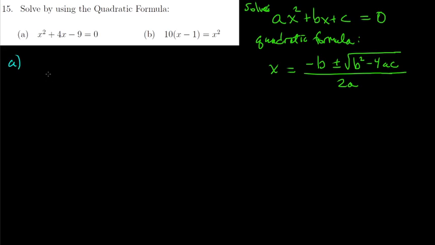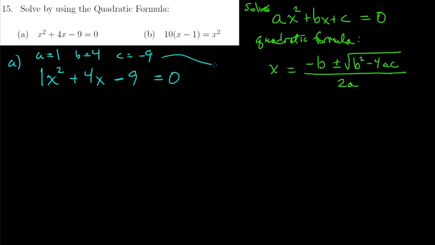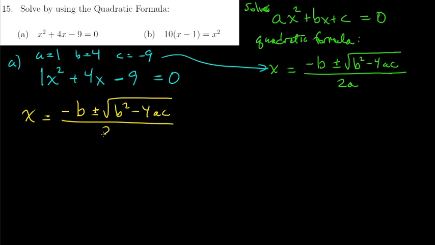So, for example, in part A, we want to solve x squared plus 4x minus 9 equals 0. So this is in standard form, and in order to use the formula, you need to know what a, b, and c are, right? So a is just 1, b is 4, and c is negative 9. So we're going to take these three numbers and just plug them into the formula. So I think we can all do that. Again, I like writing down the formula every time. Helps me to remember it.